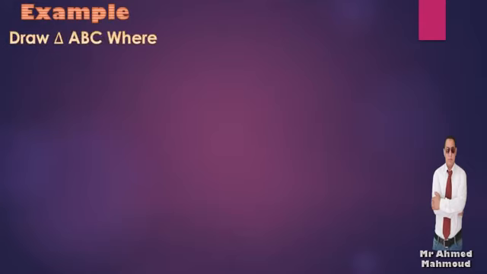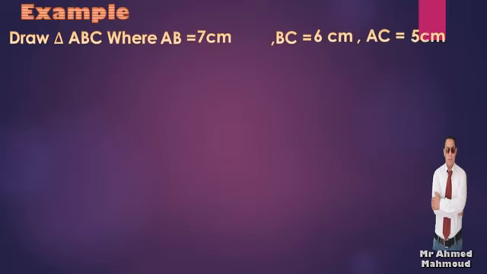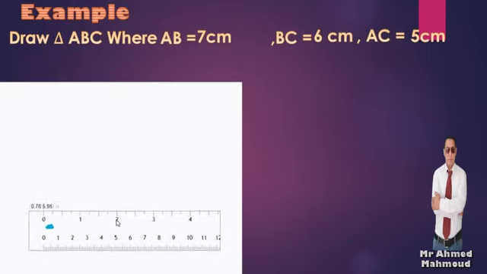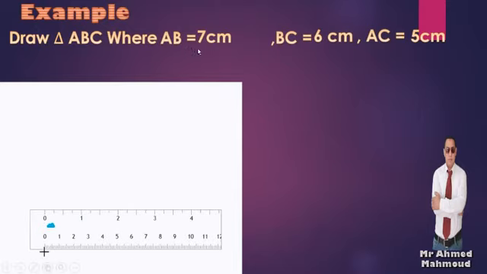We need to draw triangle ABC in which AB equals 7 centimeters, BC equals 6 centimeters, and AC equals 5 centimeters. We already studied this concept in the 6th primary, but now I need to remember how we can draw the triangle because we are going to use this concept in this lesson. First, we are going to use the ruler to draw the larger side, which is 7 centimeters, like this.